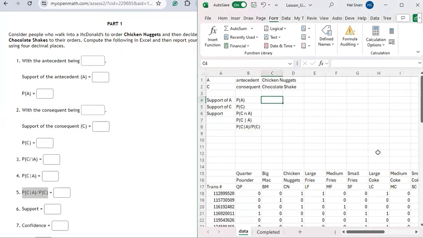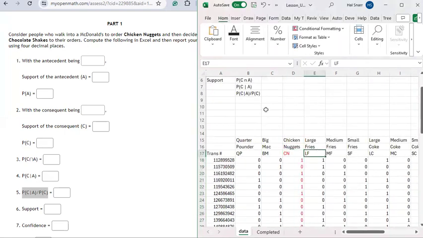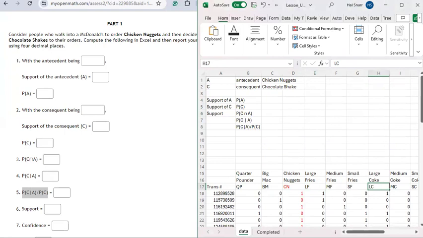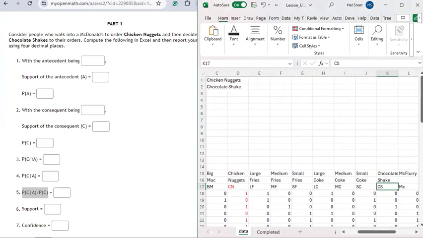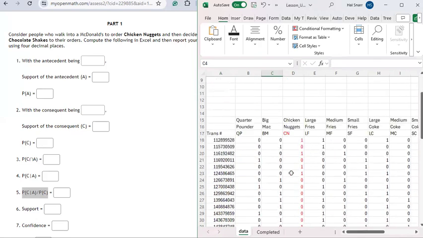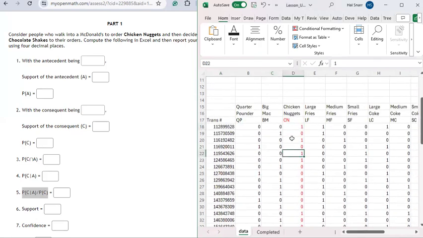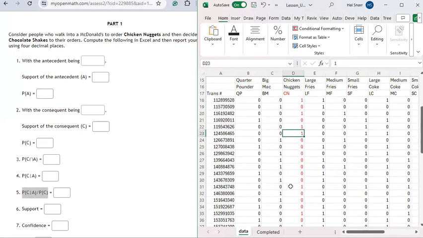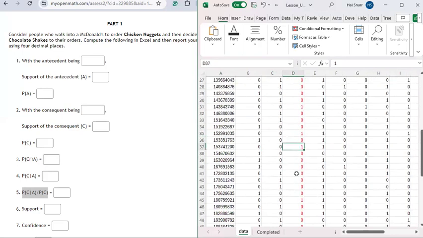So now we need to calculate the probability of A. And A is chicken nuggets, right? So I'm going to highlight CN and all the ones and zeros below it red. I'm going to do the same thing for chocolate shake. So this is chicken nuggets, and this is chocolate shake. Now, to get the probability of A, one thing we can do is we just count the ones. That's going to take a while if this is more than 50. If this is 1 million rows of data, we don't want to count them, right?